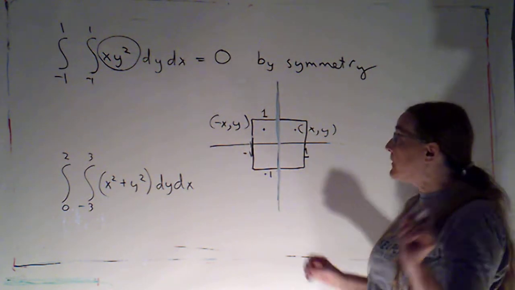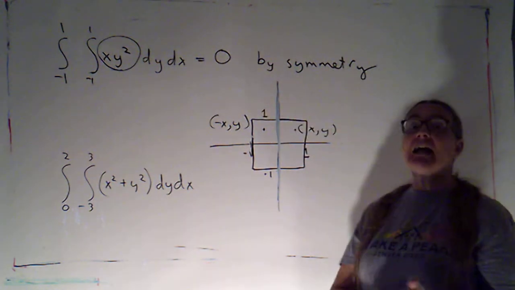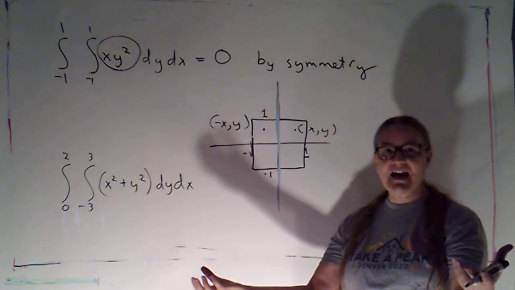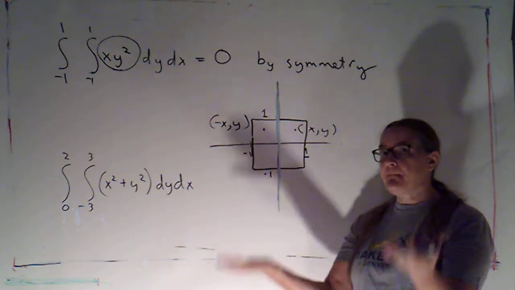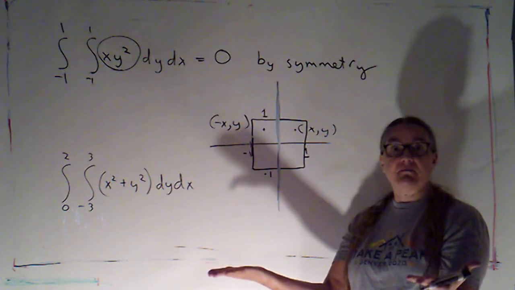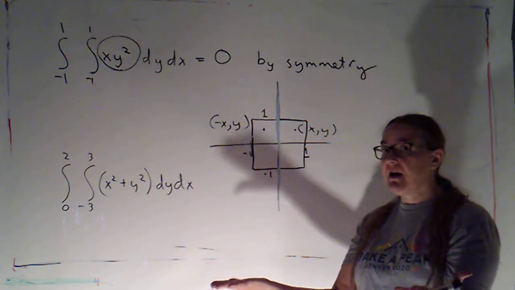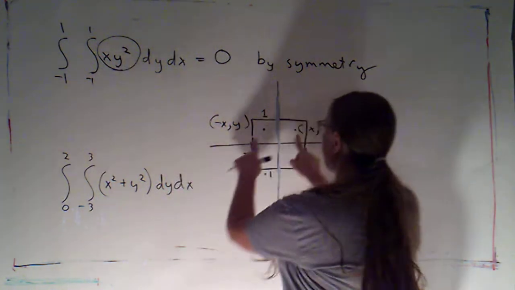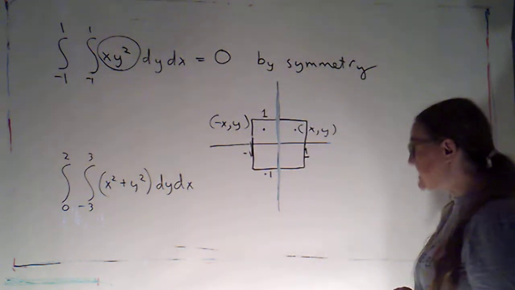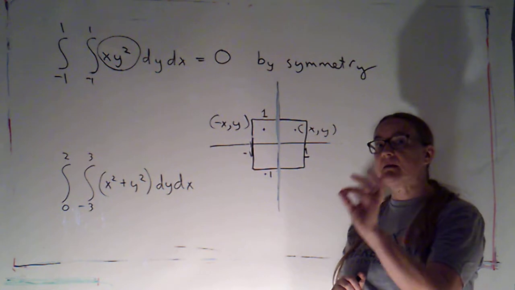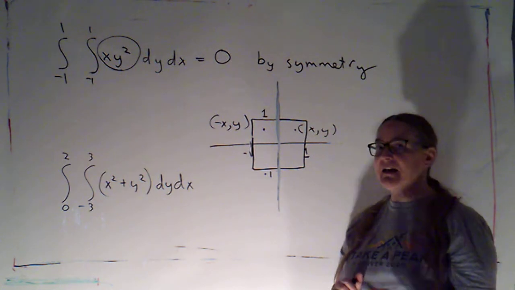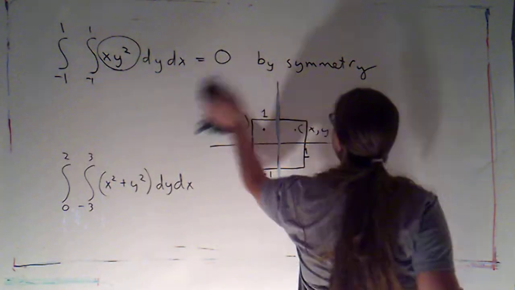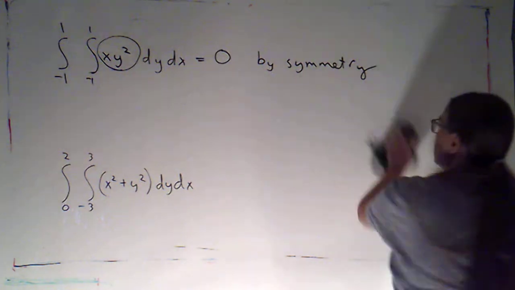In order to conclude that this is 0 by symmetry, I need both of them. Volume is area of the base times the height. So I've got to have that the bases are essentially the same. The bases are the same size and shape, but the heights are exact opposites. The heights corresponding to mirror image points must be exact opposites. So I need to have symmetry in the base and symmetry in the height in order to be able to use that. All right, let's take a look at our next function and see if we can use symmetry here or not.